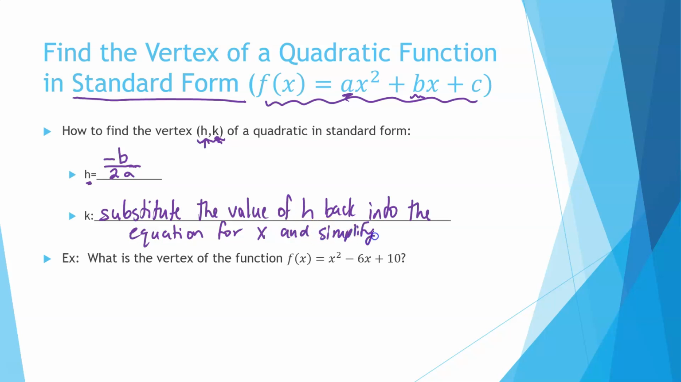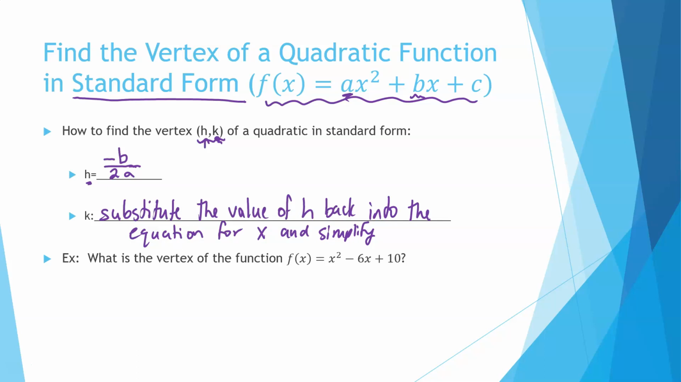So again, the big thing you want to memorize probably is that h is negative b over 2a. It's not too big to think about. But then once you have that, you're going to plug it back into the equation to get the k. And that's how you're going to get your vertex. So let's do this example together. What is the vertex of the function f of x equals x squared minus 6x plus 10?